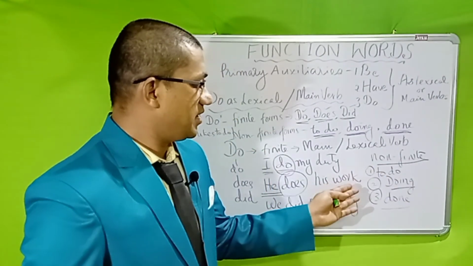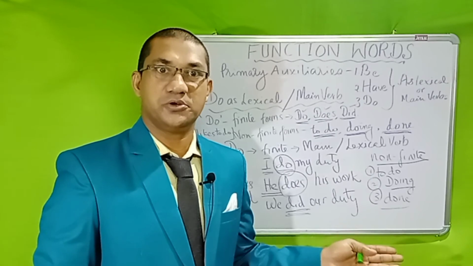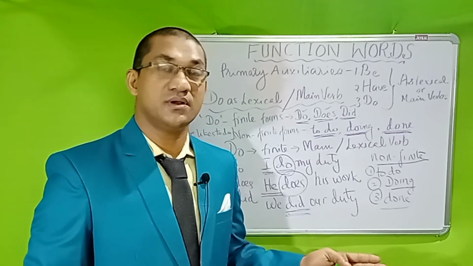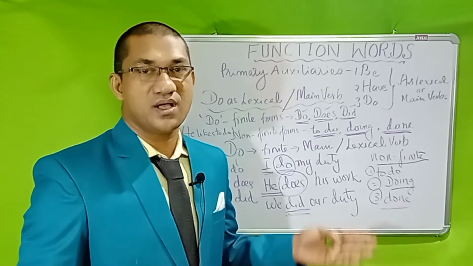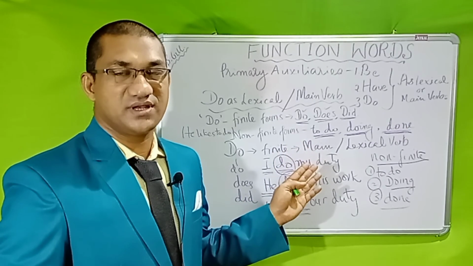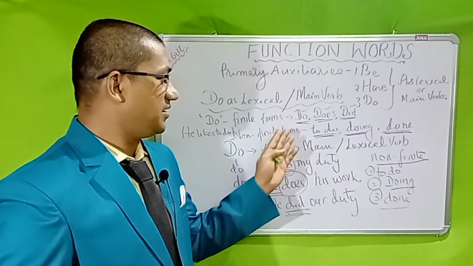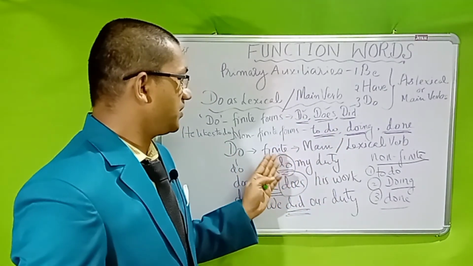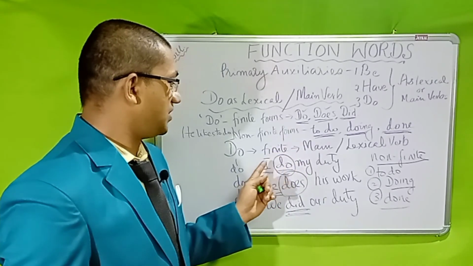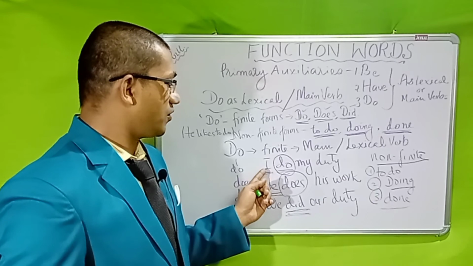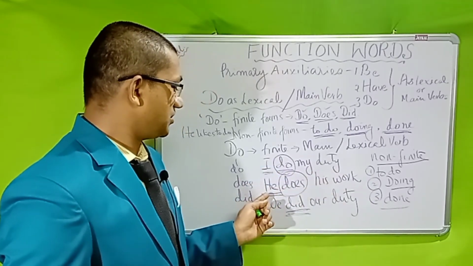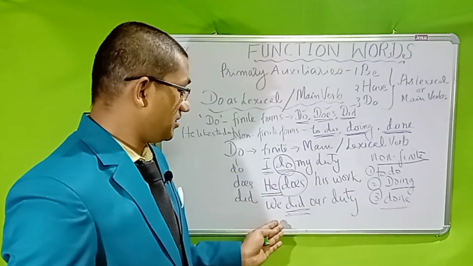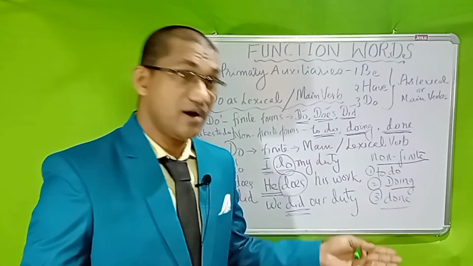Okay, so we understand that the primary auxiliary do has, of course, the use of a main verb. It is used as a main verb, as a lexical verb. Similarly, it has three forms: do, does, and did. With the first person pronoun, I do my work. Second person, he does his work. And third person, they do their work, right?